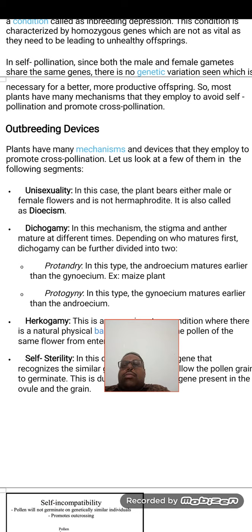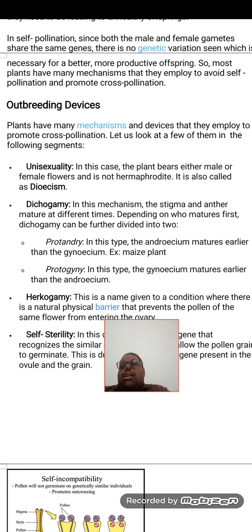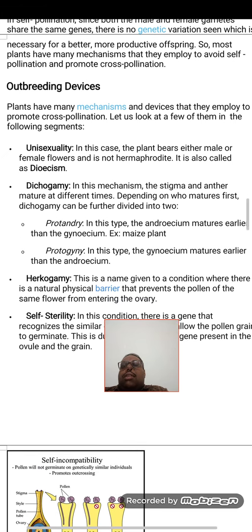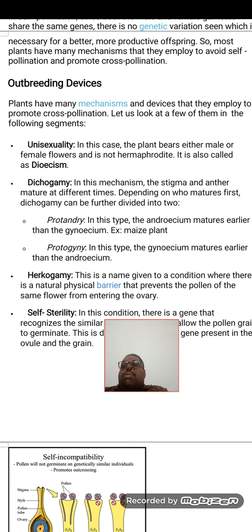And dichogamy means the stigma and anther mature at different times. In some cases the male part will mature faster than the female. It is known as protandry. And sometimes protogyny, that means the female will mature faster than the male. It depends upon the species how they are.